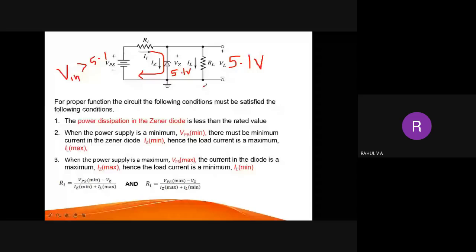Then you draw this circuit. This is the load resistance. This is the series resistance to limit the current through the Zener diode. And then we have the Zener diode, which is connected in reverse bias condition. Then you can explain that when the input is 1 volt, the Zener diode will not conduct. It acts as a normal diode in reverse bias condition, so it will not conduct and the output will be 1 volt across the output terminal.